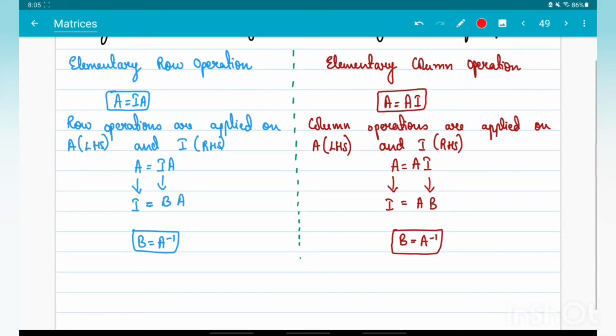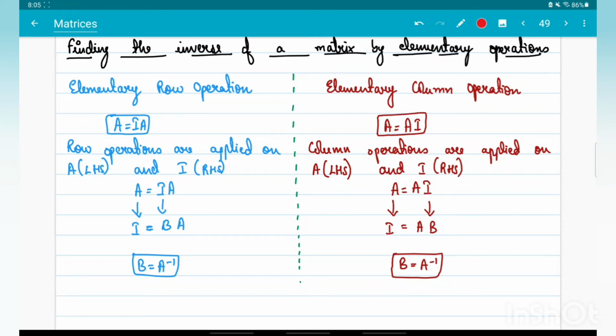Basically, suppose we are applying the elementary row operation to find the inverse. If they have asked us to find the inverse by using elementary row operation, then we are going to apply only the row operation throughout the whole process. So what will be our first step? Our first step is to write the statement that the given matrix A, whatever matrix they give us to find the inverse of, is equal to the identity matrix of the same order into the same matrix A. Now we are going to apply the elementary row operation on this statement.